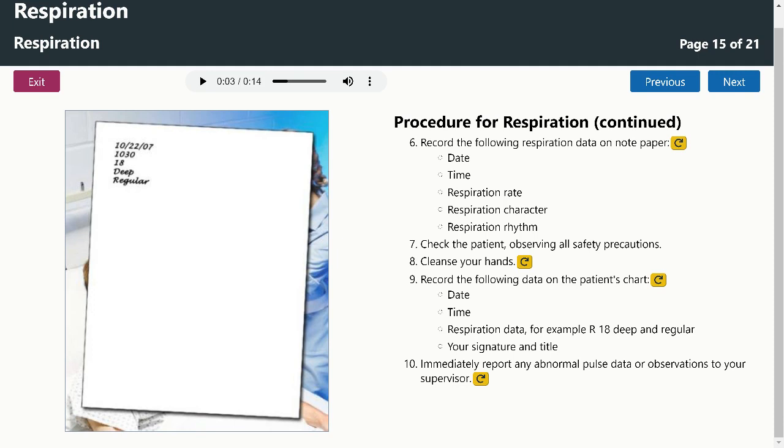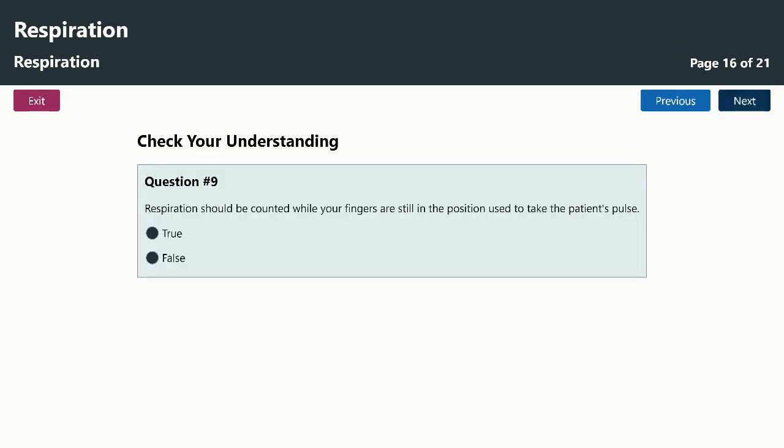Alright, so you'll check the patient, observe all safety precautions, wash your hands, and record the following data on the patient's chart: date, time, respiration data. So R18, deep and regular. That's the character and rhythm. Then your signature. If you have any abnormal pulse data or observations, you'll tell your supervisor. Respiration should be counted while your fingers are still in the position used to take the patient's pulse. True.